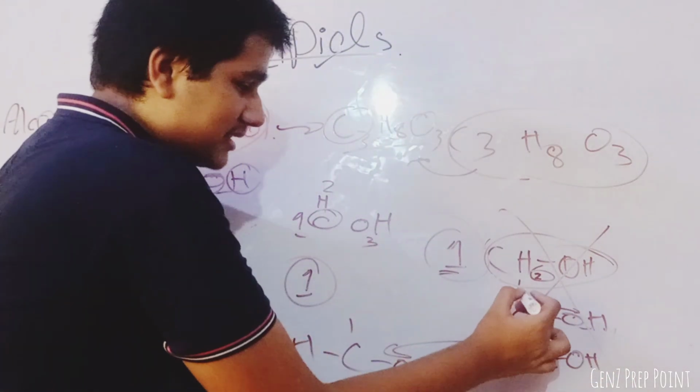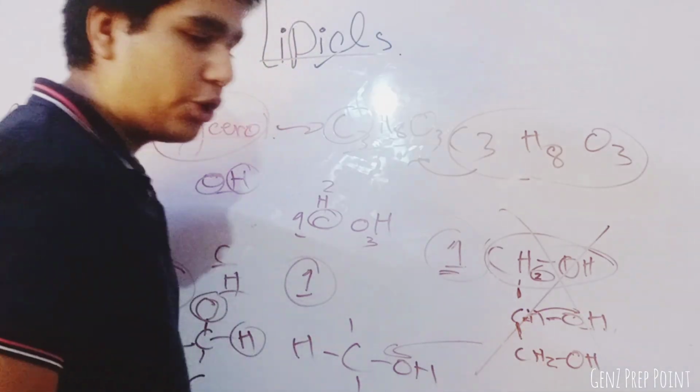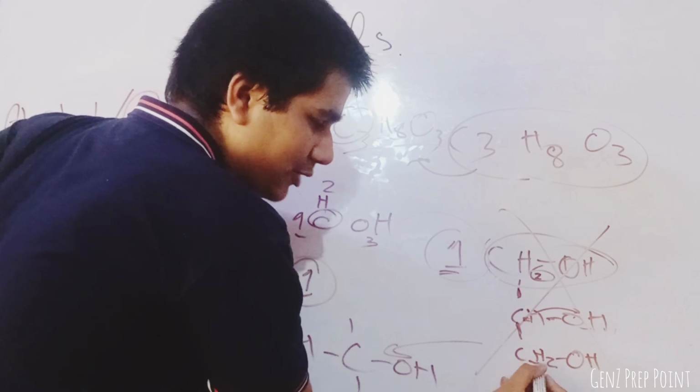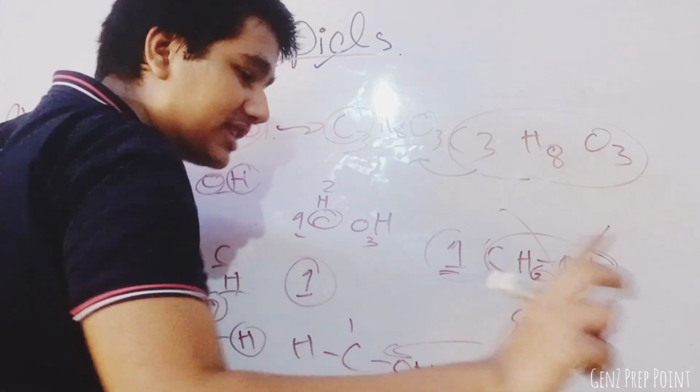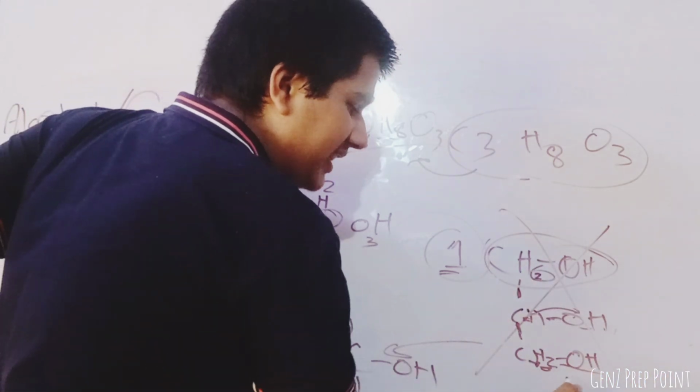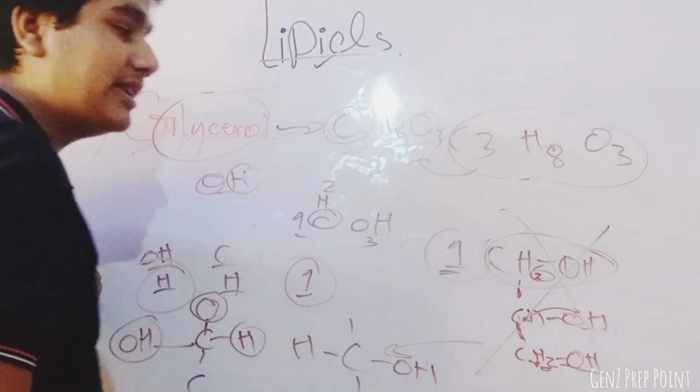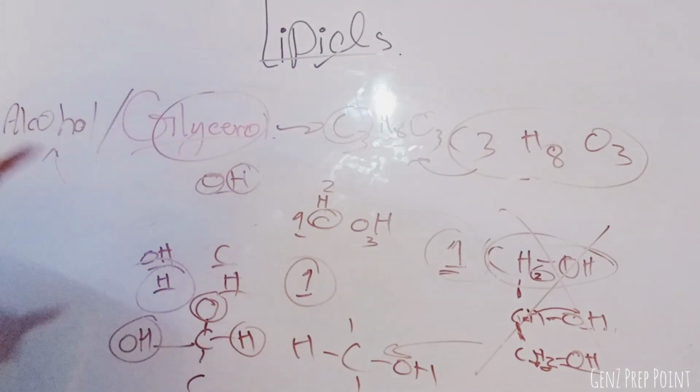It has 4 hands. 1, 2, 3, 4. 4 bonds complete. This has 4 bonds. 1, 2. Why 2? Because it has 2 hydrogen atoms, 2 separate bonds. 1 with hydroxyl group, 3 covered, and 1 to attach this carbon. I hope you all understand this glycerol topic.